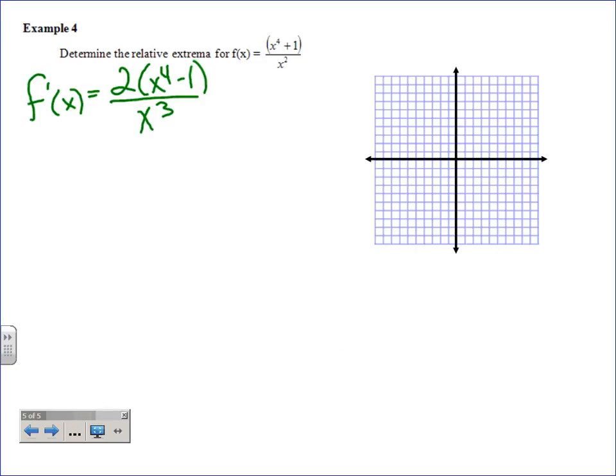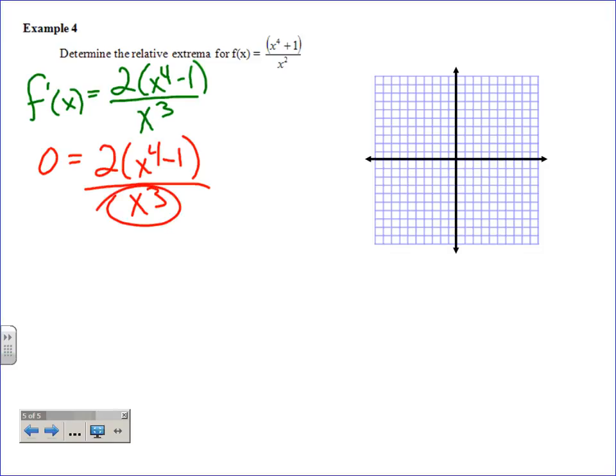Now what? Why? Yeah, looking for places that it might be undefined, so basically I'm looking for a vertical tangent and horizontal tangent is what I'm looking for. What am I going to do with this though? When I'm solving and setting equal to 0, what do you almost always do with that denominator? Yeah, you just multiply it up to here.